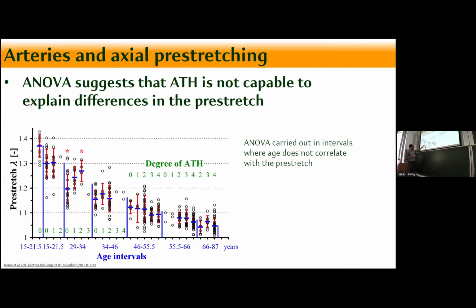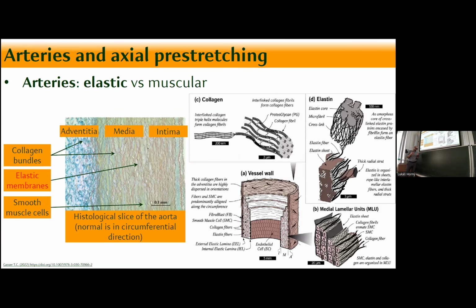Again, groups with respect to the degree of atherosclerosis and analysis of variance, in this case based on the Kruskal-Wallis test, showed that the degree of atherosclerosis is not a good factor explaining differences. So we have to look into greater detail at the composition of our blood vessels, our arteries.